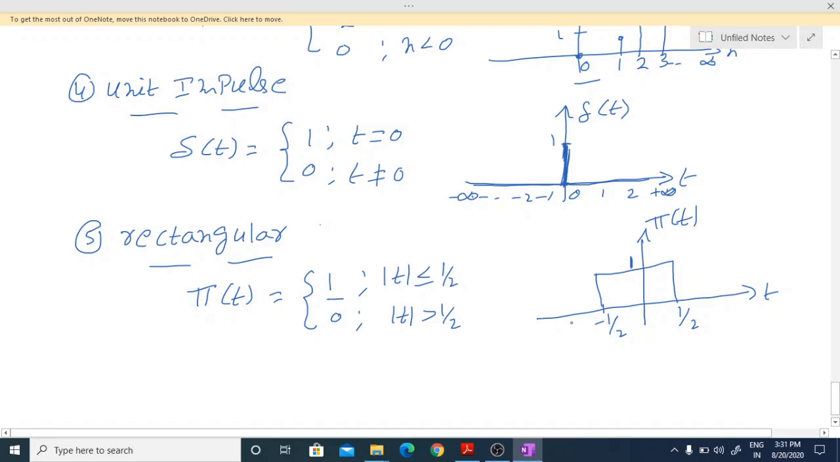And if it is greater than minus 1 by 2 or plus 1 by 2, the amplitude is 0 only. This is the rectangular signal. In case of discrete, we can represent it as minus 1 by 2, 0, plus 1 by 2. This is n. This is pi of n. So this is the way we can represent it in the discrete case.